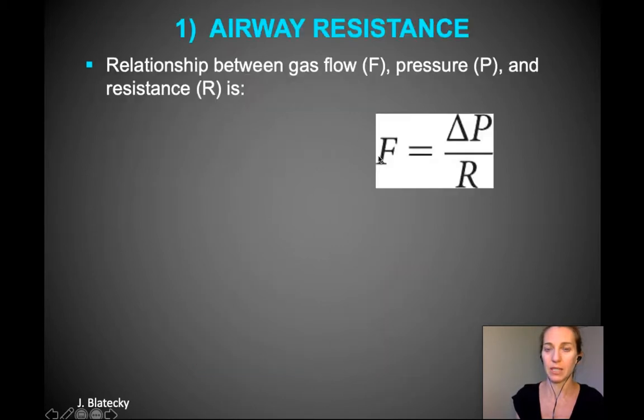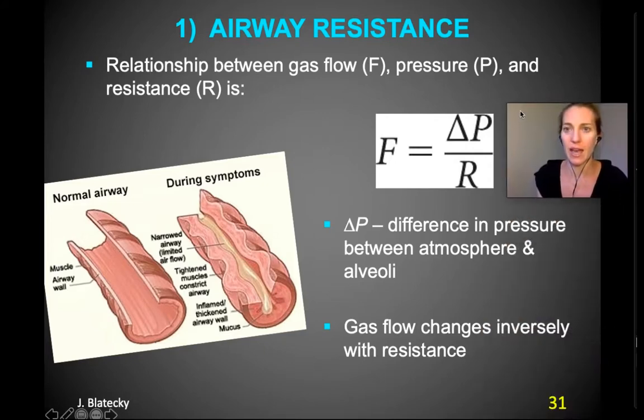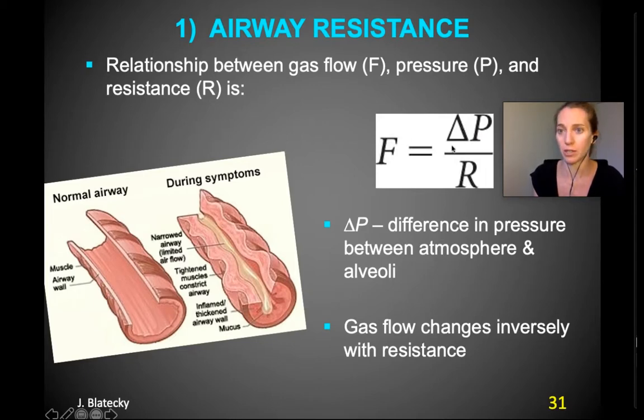So let me start with airway resistance first. If you find this equation off-putting, you can think about it in very intuitive terms as well. So let me just walk you through this equation first. It's saying that flow of air is going to be directly related to changes in pressure. Okay. So if the pressure change between our lungs and the atmosphere, if that difference is big, then the flow of air will happen more easily.